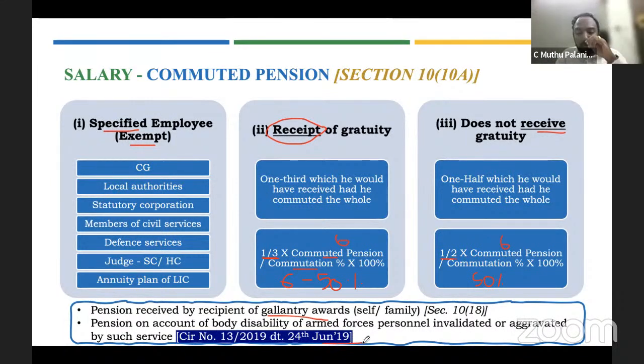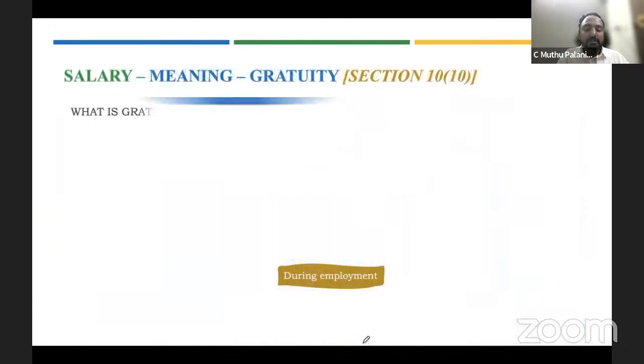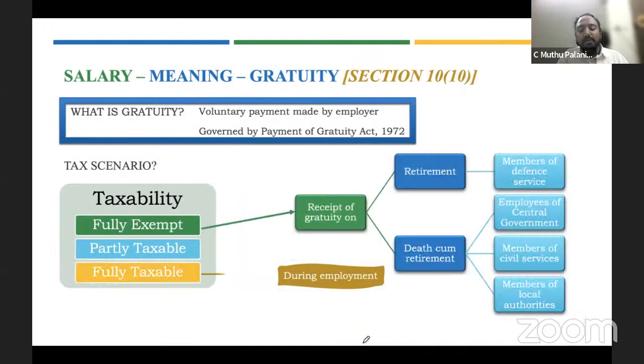So these are all what is called pension. Some is exempt, for some it is partially exempt and partially taxable. And when you say for some, there is a different number for receipt of gratuity, a different number for those who have not received gratuity, 1/3 and 1/2. So you have to work this out to understand the component. Now the next thing that we'll understand is gratuity.